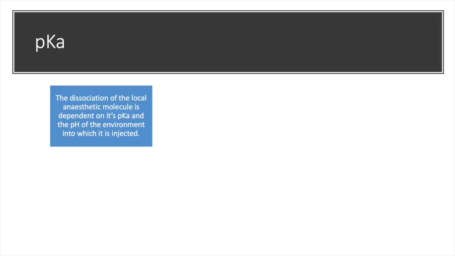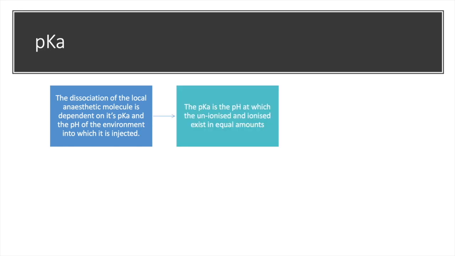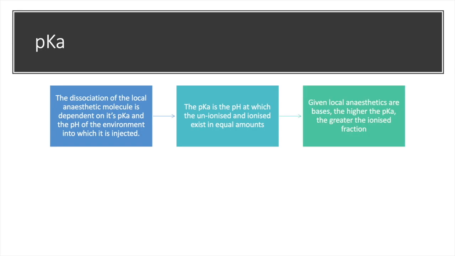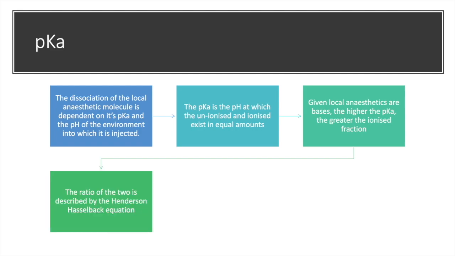Well, the dissociation of the local anaesthetic molecule is dependent on its pKa and also on the pH of the environment into which it is injected. And the pKa is the pH at which the unionized and the ionized components of the local anaesthetic molecule exist in equal amounts. Given that local anaesthetics are alkaline, they're bases, the higher the pKa, the greater the ionized fraction, and the ratio of the unionized to the ionized fraction can be described or worked out by the Henderson-Hasselbalch equation.